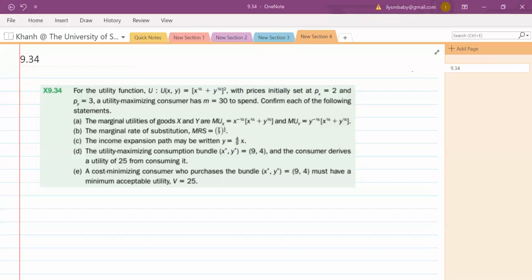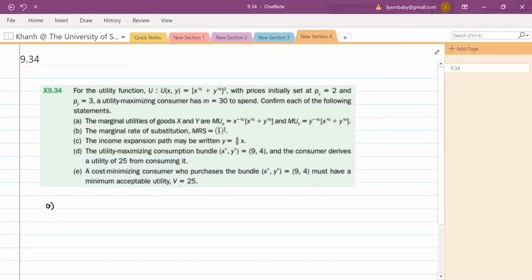Okay, so we're going to do question 9.34. We are given a constant elasticity of substitution utility function, u equal to (x to the power half plus y to the power half), and everything squared. We are also given the prices, px equal to 2, py equal to 3, and an income of 30. It's asking you to find each of these.